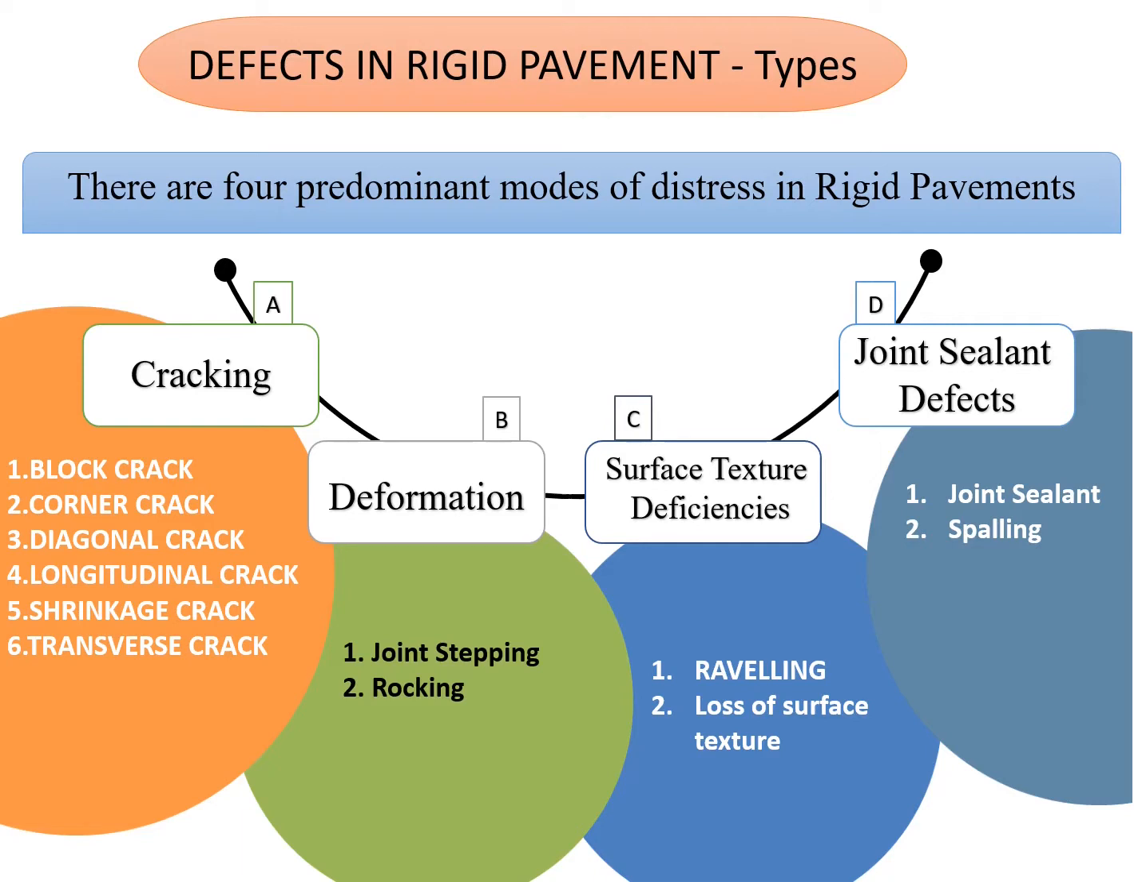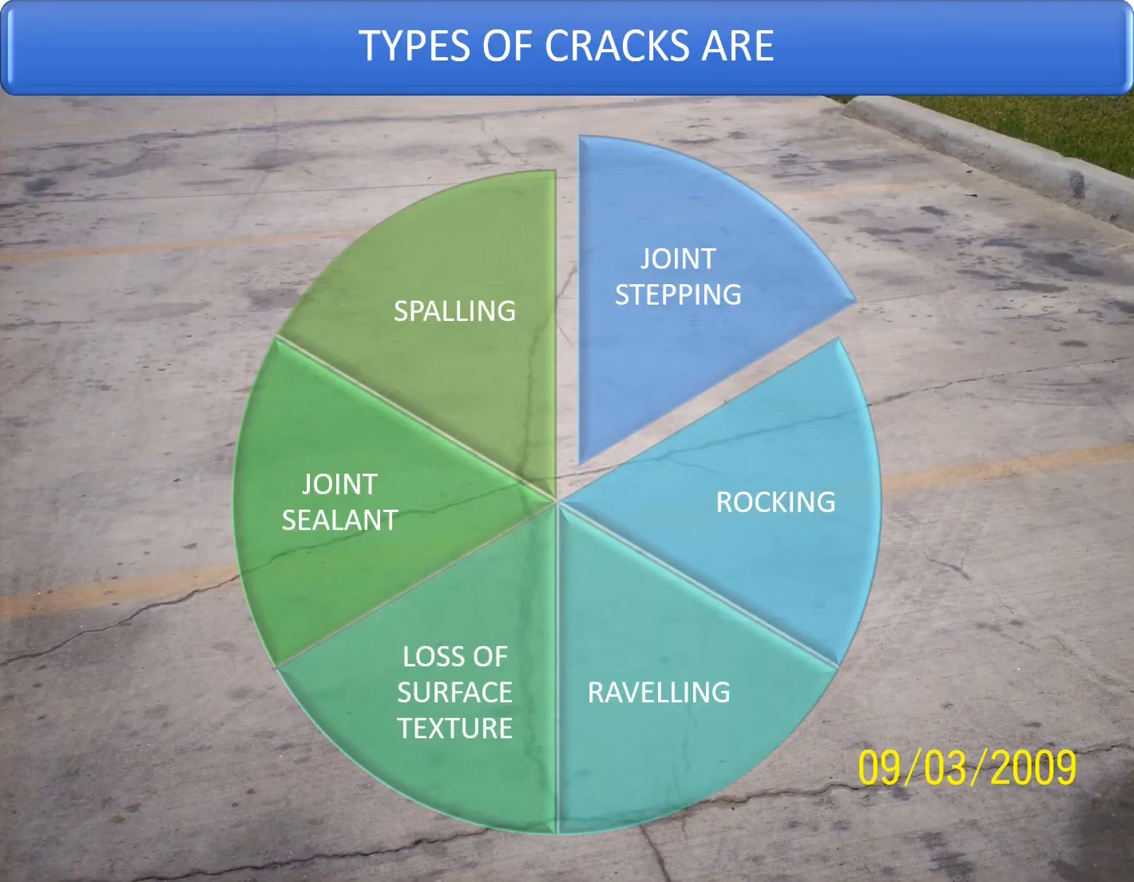Now in the current module, we will be discussing the other three types of distress: deformation, surface texture deficiency, and joint sealant defects. Under deformation, there are two categories: joint stepping and rocking. Under surface texture deficiencies, we will talk about raveling or loss of surface texture. And under joint sealant defects, we will talk about joint sealant and spalling. We will start with joint stepping, then rocking, raveling, loss of surface texture, joint sealant and spalling, one by one.